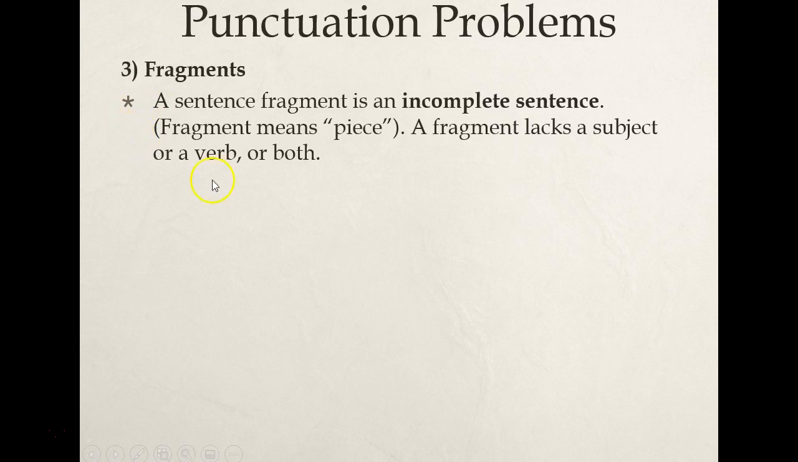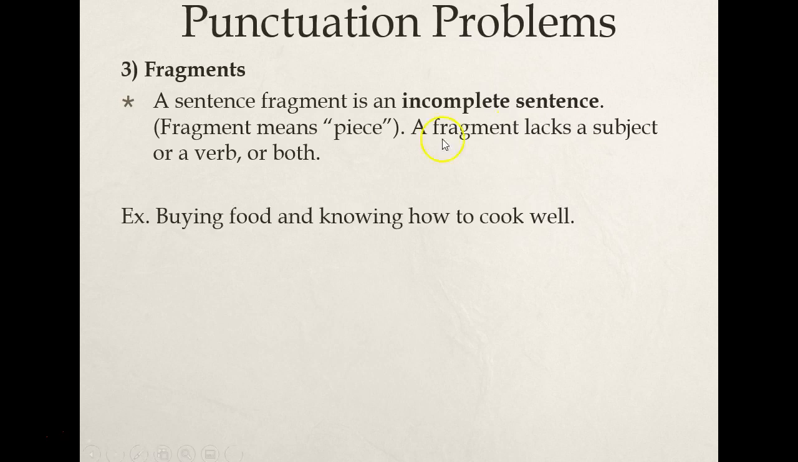So what is a fragment? Well, basically it's an incomplete sentence. It can be incomplete in different ways. So remember, a clause needs to have a subject and a verb. So a fragment might not have a subject or a verb, or it might not have either one of those things. For example, buying food and knowing how to cook well.